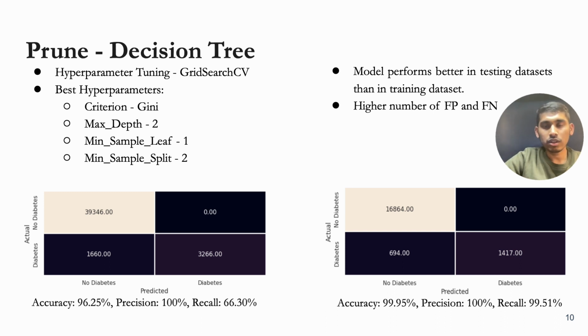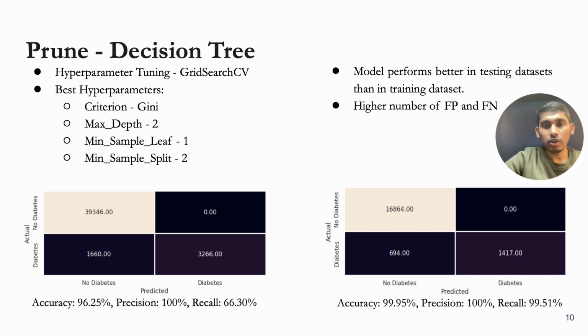So I use grid search CV to reduce the overfitting and to find the best hyperparameters for our pruned decision tree. Based on the results, our pruned decision tree will have a maximum depth of 2 levels. That means our pruned decision tree will be a shallow tree. A leaf node can contain as few as one sample, and an internal node must have at least 2 samples to be eligible for further splitting.